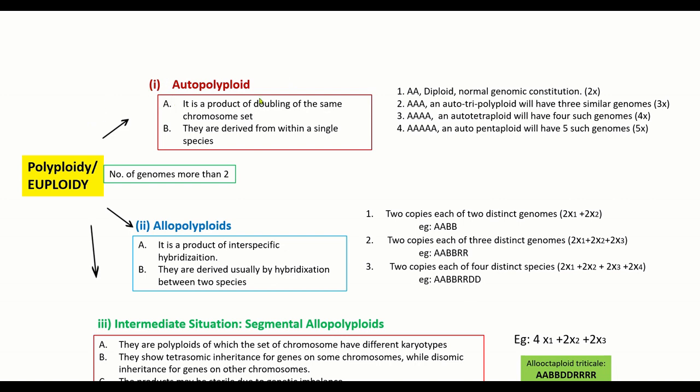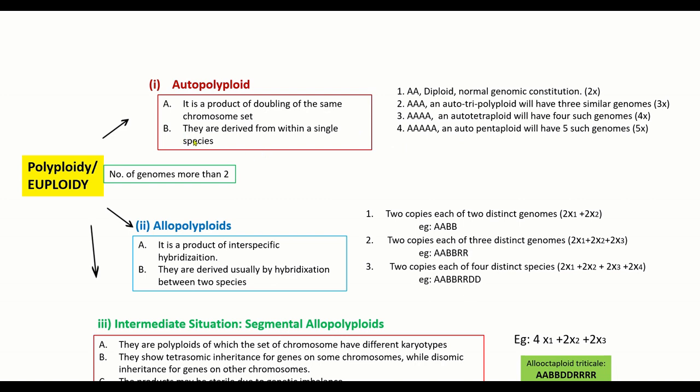What is autopolyploid? It is the product of doubling of the same chromosome set. Say, for example, the chromosome set is A. If it is double, it is called diploid, the normal type. If it is triple, it is called triploid, represented by 3x. If it is tetraploid, it is represented by 4 sets of the genome, or the chromosome set. And if it is pentaploid, it is represented by 5 sets of the chromosome set.